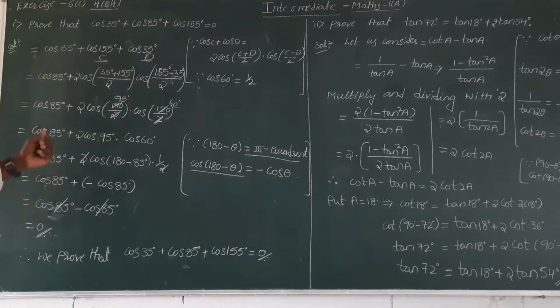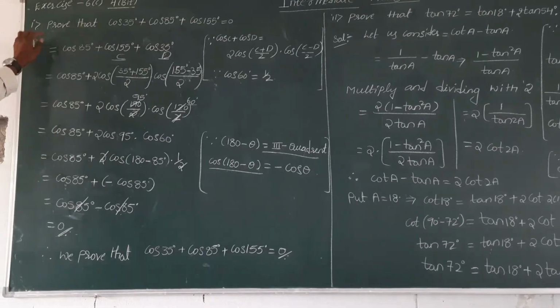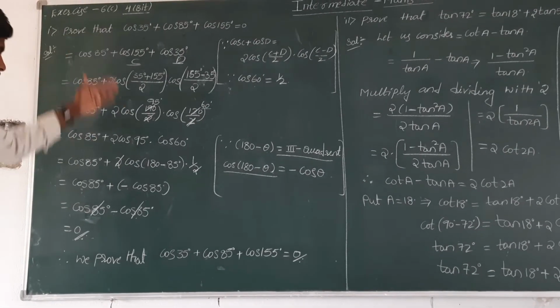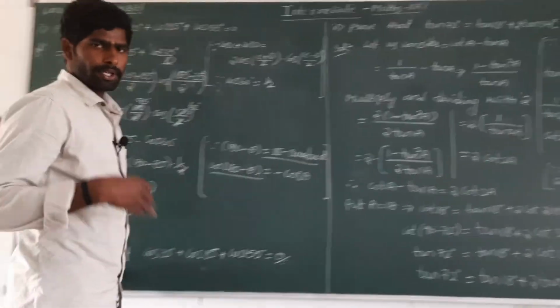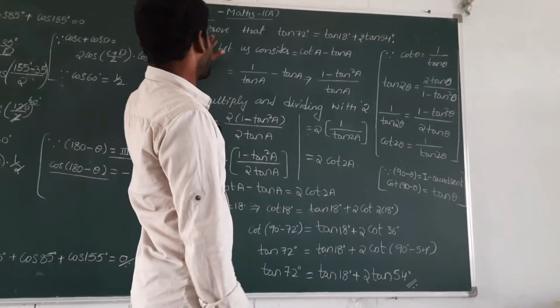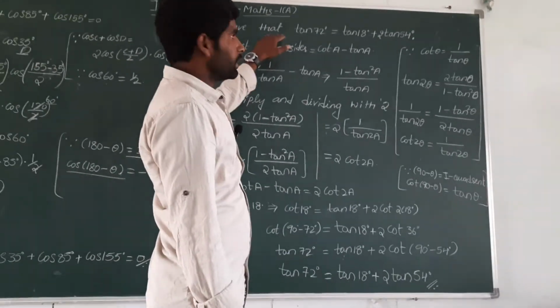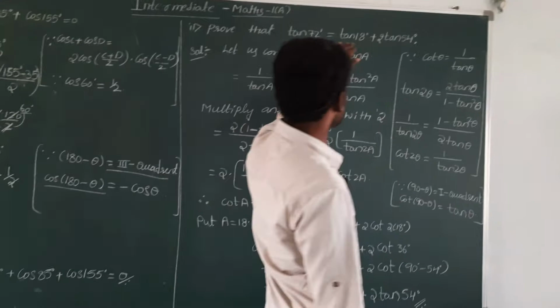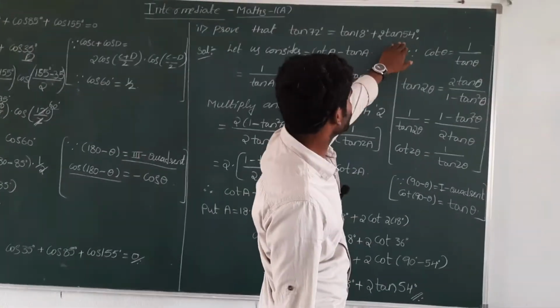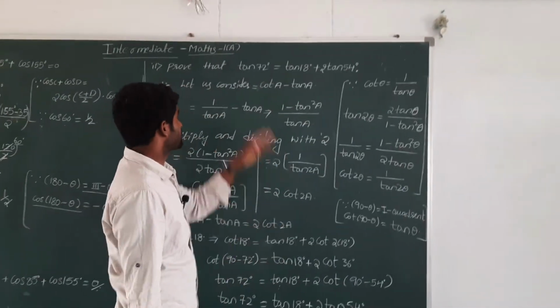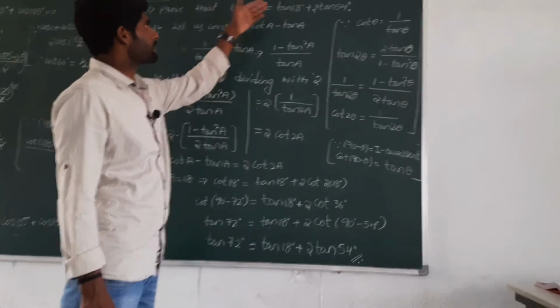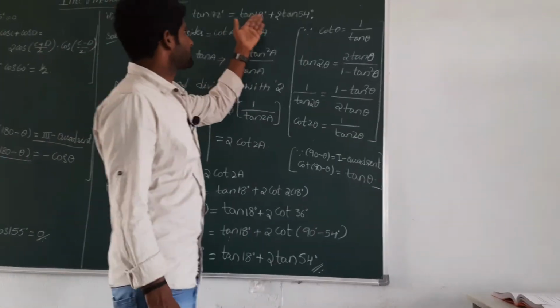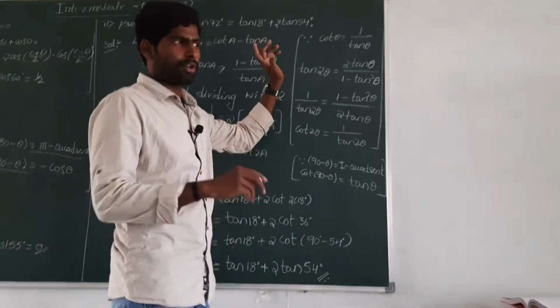This is our solution. The fourth bit, first one, we have to prove this. Can we solve the second question? Okay. Prove that tan 72 degrees is equal to tan 18 degrees plus 2 tan 54 degrees.